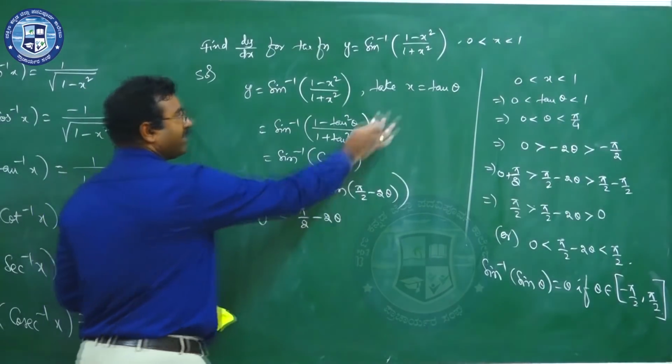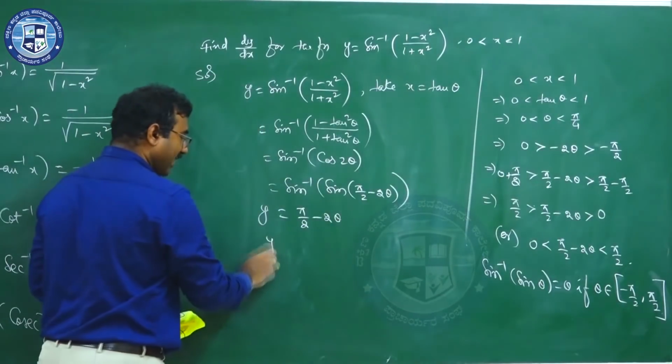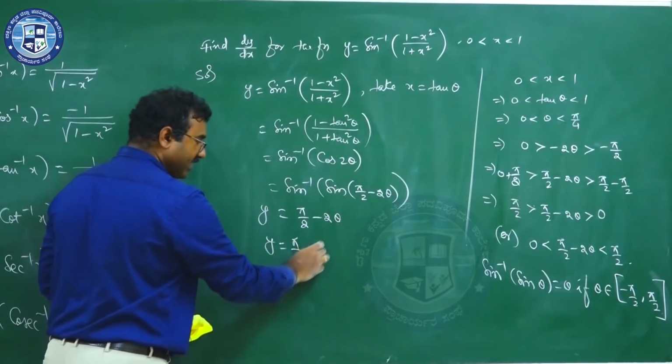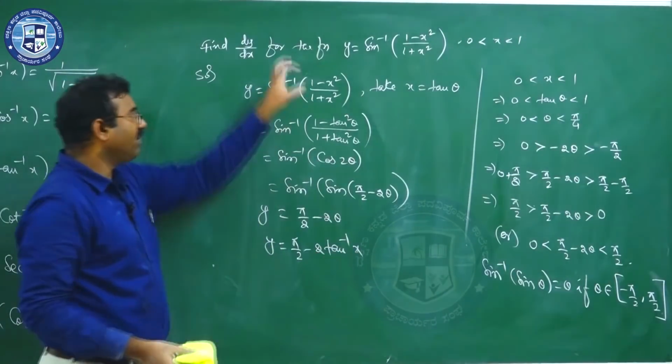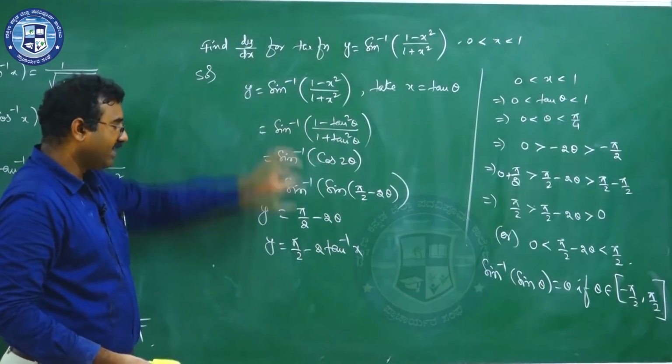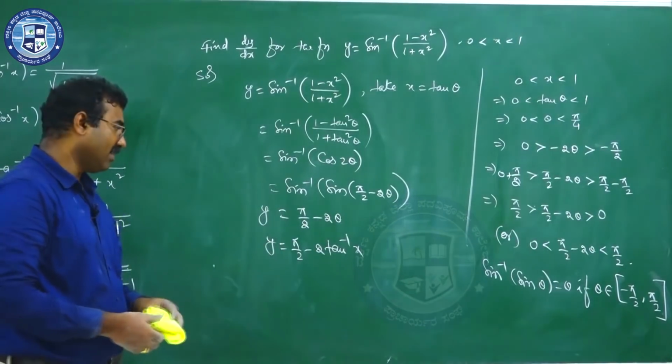So what is theta from here? Theta means tan inverse x. So y is equal to pi by 2 minus 2 tan inverse x. See, that big function whatever you were having is simplified. Now you differentiate it, and we easily get the answer.